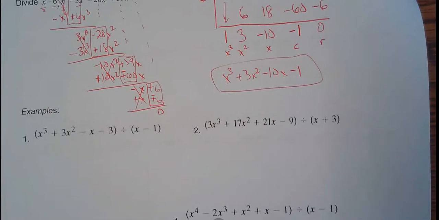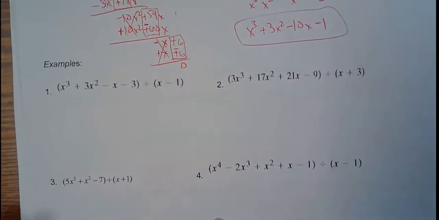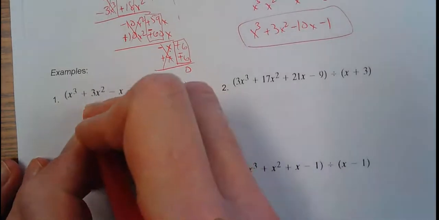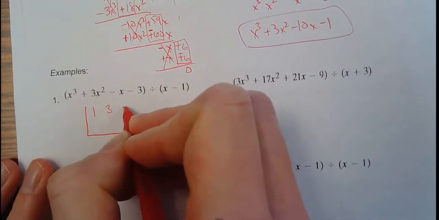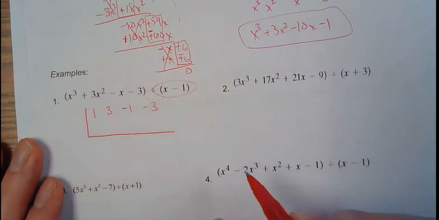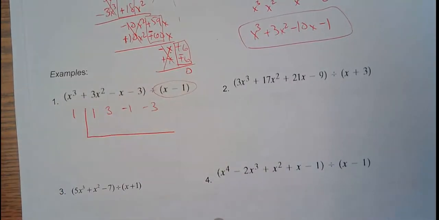Okay, so let's try, and this is it, just one side of notes here. So we're just going to practice over and over and over doing synthetic division. So first, make a box. Coefficients are 1, 3, -1, -3. Over here, what makes this 0? 1. Okay, so here we go.